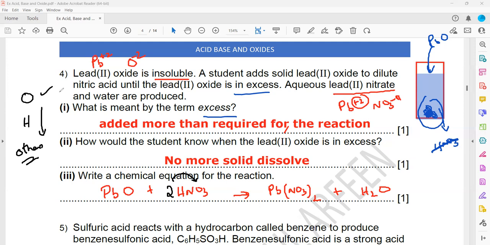So oxygen is balanced. What about hydrogen? 2 hydrogen here, 2 hydrogen, so it is also balanced. Lead 1, it's also balanced, and nitrogen 2 and 2, it's balanced. So when you start balancing with oxygen, sometimes when you just balance oxygen, the whole equation is balanced.